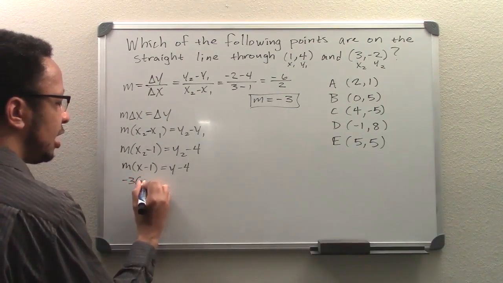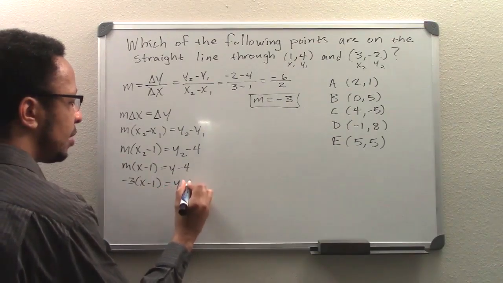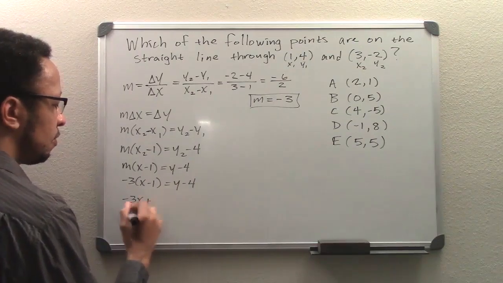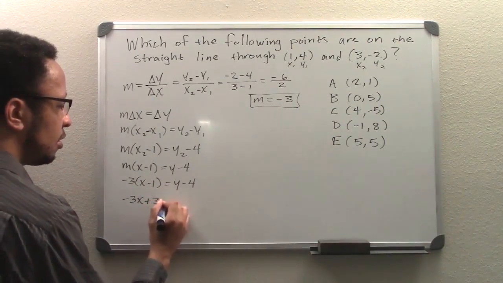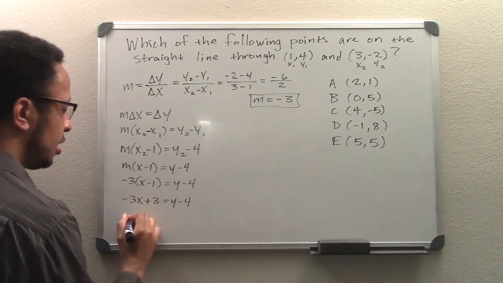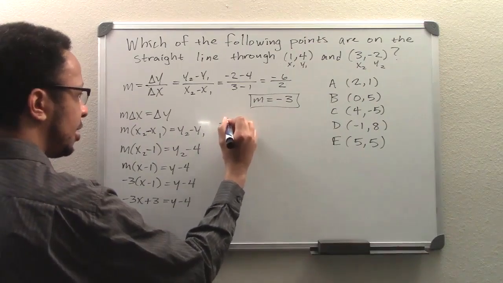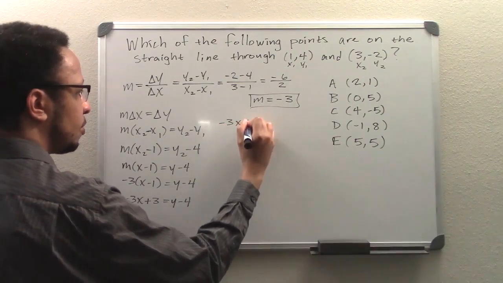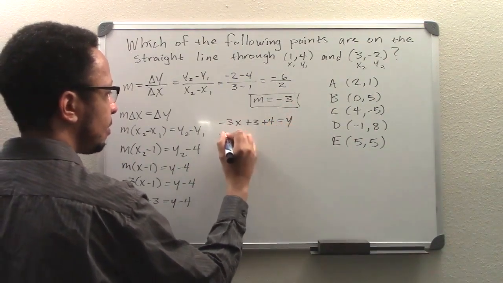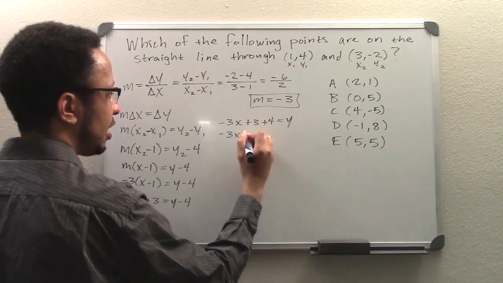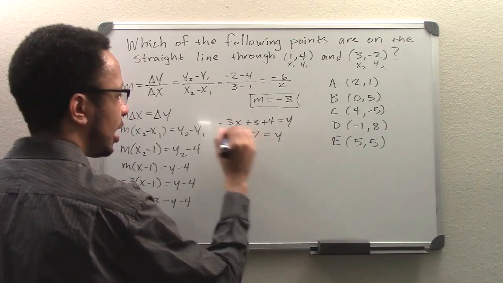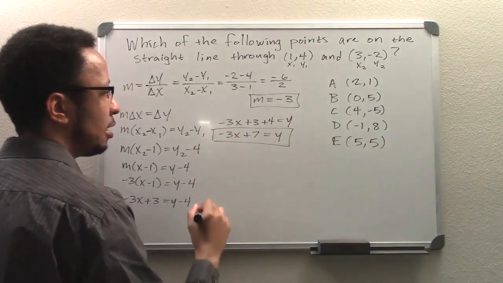So we have negative 3 times (x minus 1) equals y minus 4. And so negative 3x, we distribute over here, and we get plus 3 equals y minus 4. We bring the 4 over to the other side, so we wind up having negative 3x plus 3 plus 4 equals y. And then, of course, that simplifies to negative 3x plus 7 equals y. That's the equation of our line.